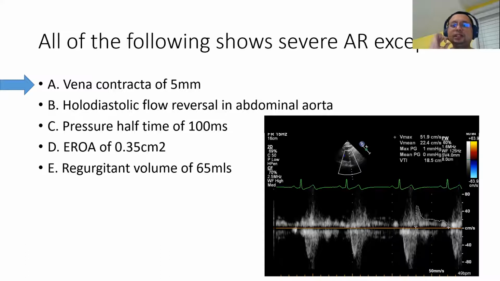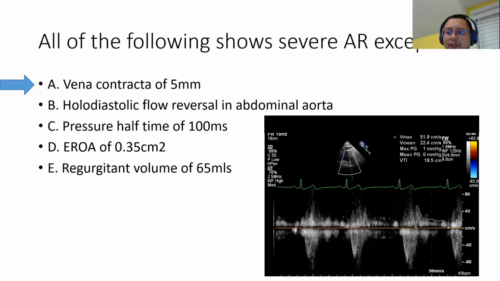What about effective regurgitant orifice area? Is it the same as mitral regurgitation? It is not the same. It is lower than mitral regurgitation. So the answer is 0.3 centimeter squared. And for regurgitant volume, it is actually the same as the mitral valve. That is 60 mils, 60 milliliters.